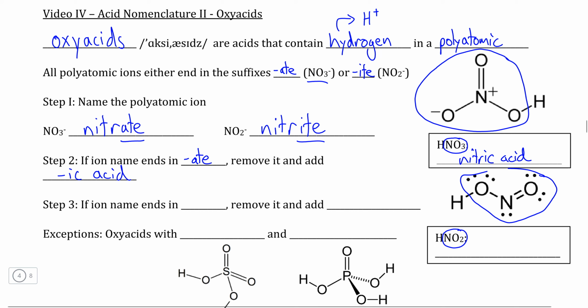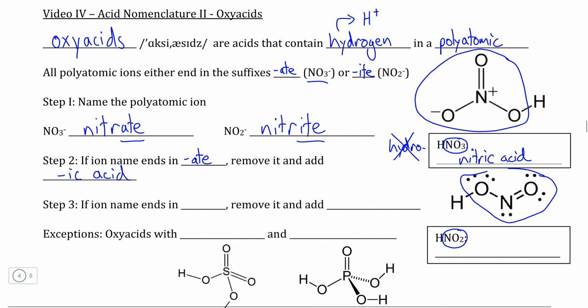We will notice that unlike binary acids, which use the prefix hydro to indicate that hydrogen is one of only two elements, because our oxyacids contain 1, 2, 3 different elements here, which is more than 2, they are not binary acids, and therefore we don't use the prefix hydro.